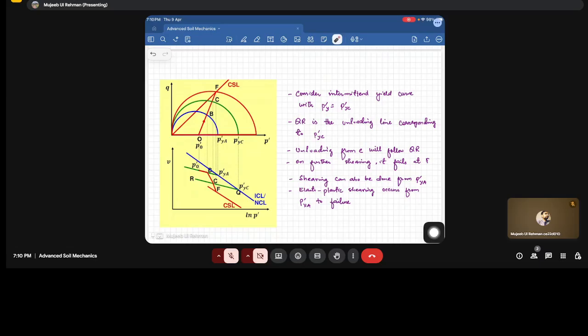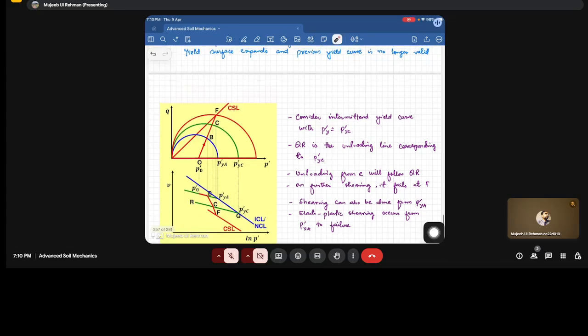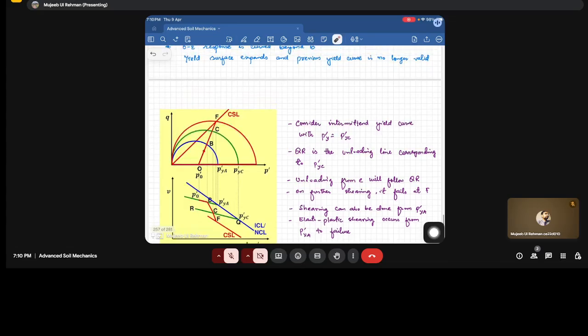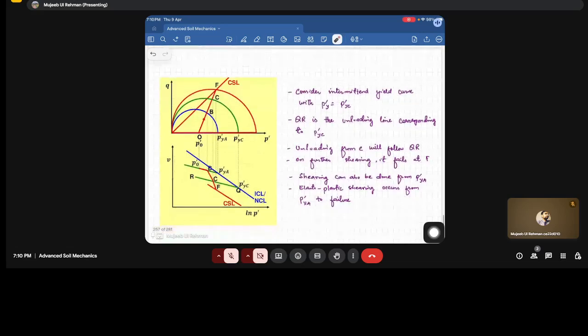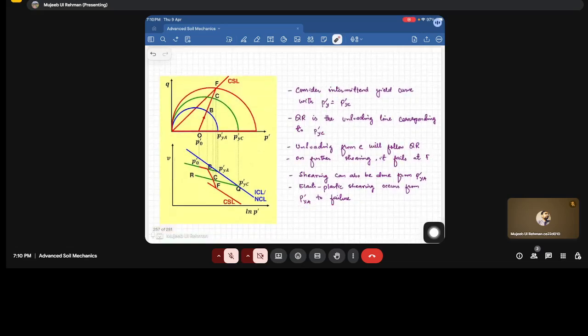Fine. Now shearing can also be done after P dash y. Why? This is a point which corresponds to the NCL. It is actually at the yield stress point, so we can start the shearing from here also. Elastoplastic shearing occurs from P dash y to failure, since this point lies on the verge of the plastic and elastic response. So once we start shearing from here, there will abruptly be elastoplastic shearing, or we can say there will be strains which are irrecoverable.